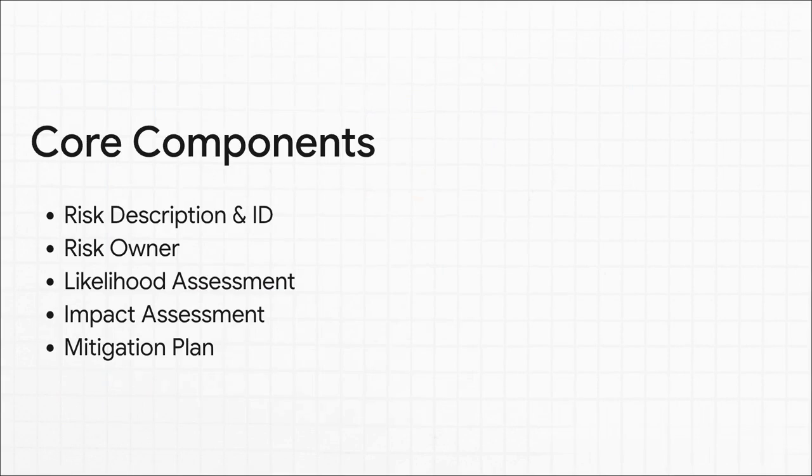Now, for this to actually work, it needs a little structure. We're going to focus on 5 key parts: a super clear description of the risk, an owner who's on the hook for it, a quick assessment of how likely it is to happen and how bad it would be if it did, and, this is the most important part, a real plan to deal with it.